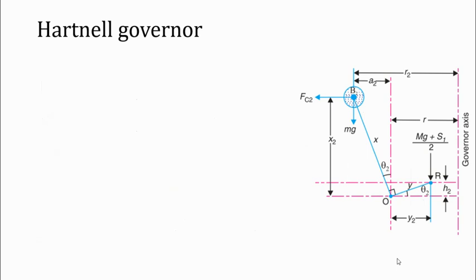So, right now we are discussing the governors. In the case of governors, till now we had completed the Porter governor, Watt governor, Proell governor, and Hartnell governor. In the Hartnell governor, in our previous class, while analyzing, we had found the height of the governor and the spring stiffness of the respective governor.